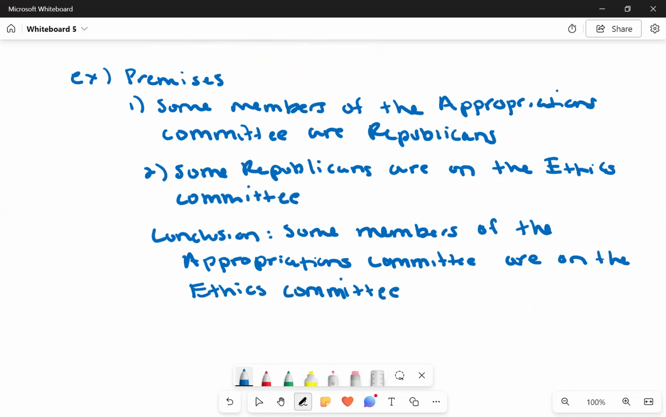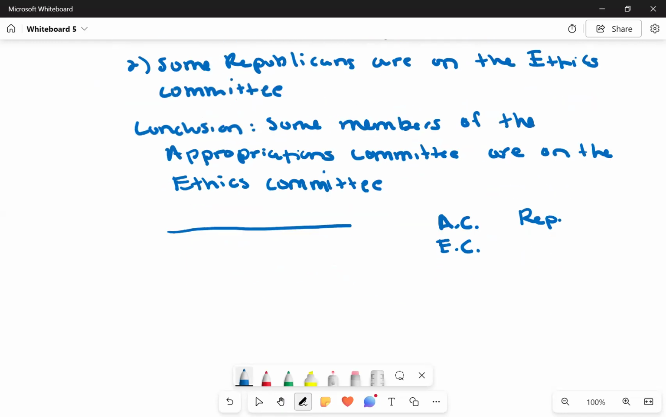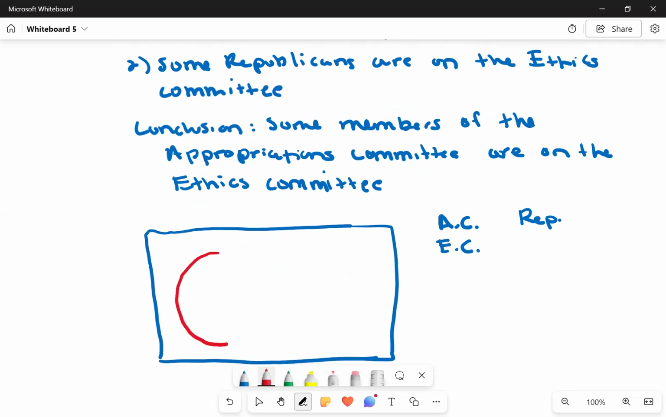All right, so let's write this. I'm noticing the first two premises are using the word some, so it's implying an overlap when we're drawing our Venn diagram. I'm going to give some labels here. We'll have the Appropriations Committee, then the Ethics Committee, and for Republicans I'll just use REP. So first premise, some members of the Appropriations Committee are Republicans. So we have an overlap.